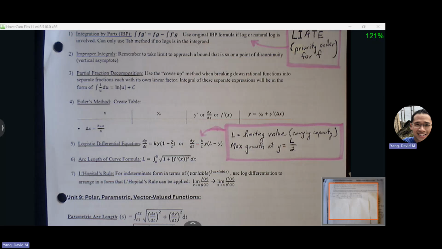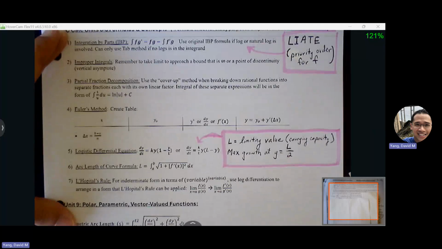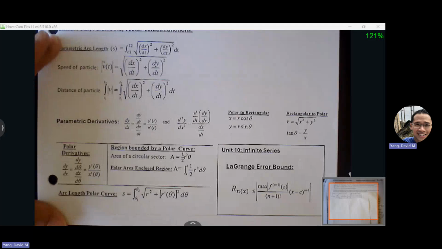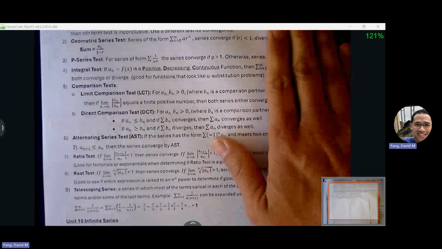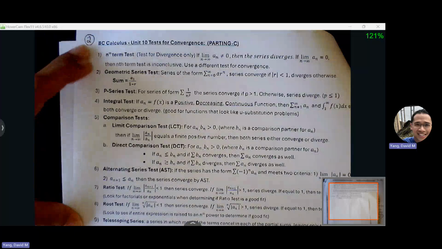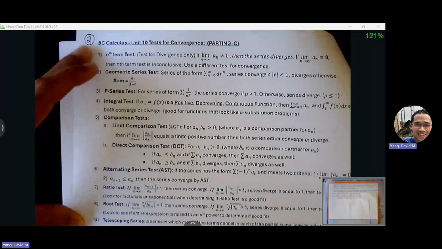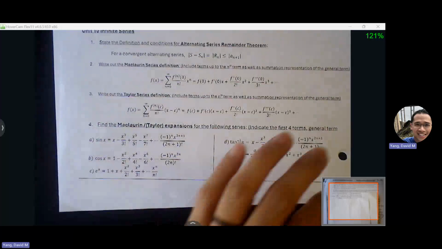this past semester as well as first semester. So I just want to show you how I organized this. This is unit 6 through 8 first, all the topics from 6 to 8, and then I put the polar, parametric, vector formulas on the bottom half, and then the second page is all the unit 10 summary. So you've got tests for convergence, which is 10.1 to 10.6, and then the second half is infinite series and all the formulas involving infinite series.